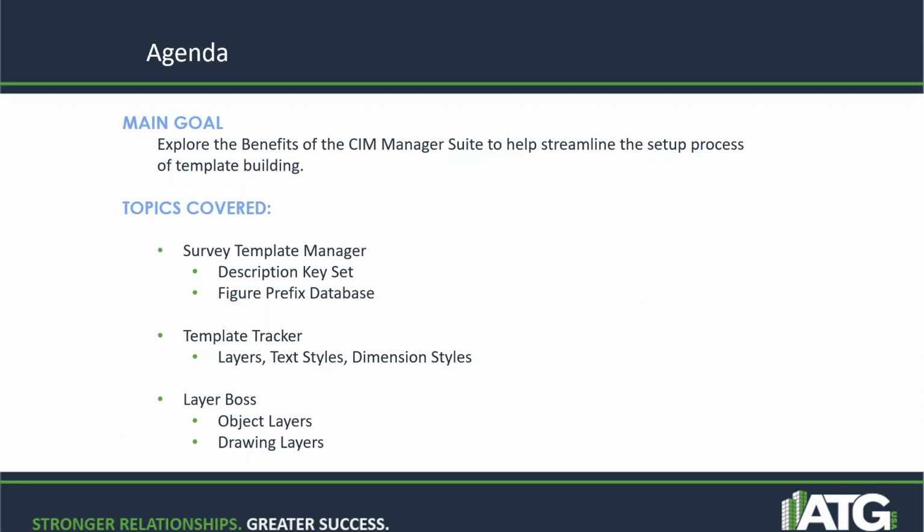The first is going to be Survey Template Manager, which helps us do our description key set. That's how our points get automatically categorized once we bring them into the drawing, as well as our figure prefix database, which is that automatic line work connecting our survey points. Then we'll talk a little bit about Template Tracker.